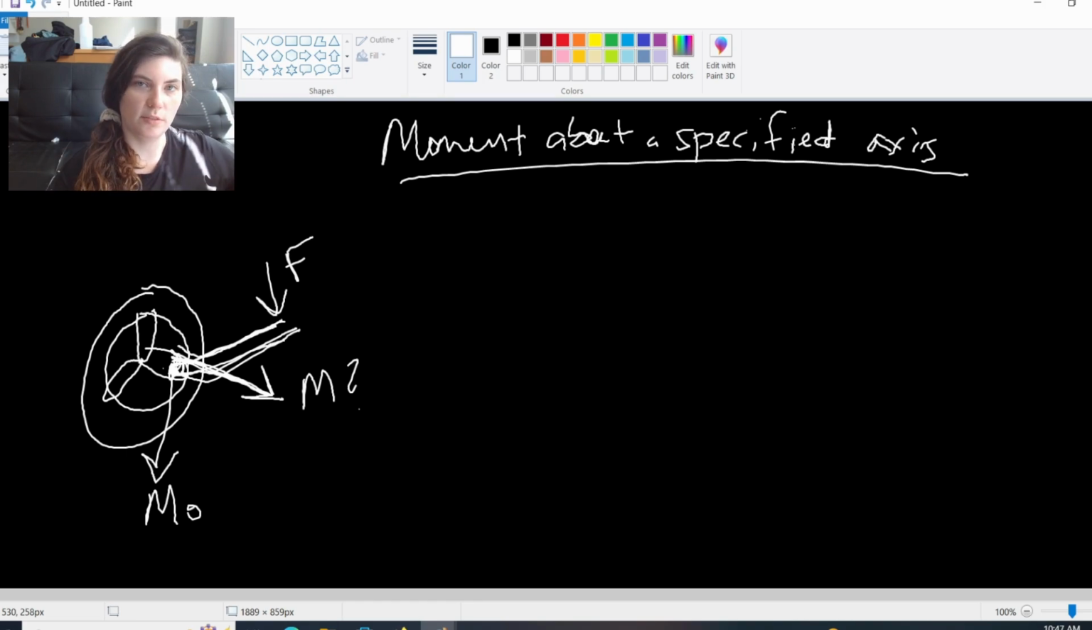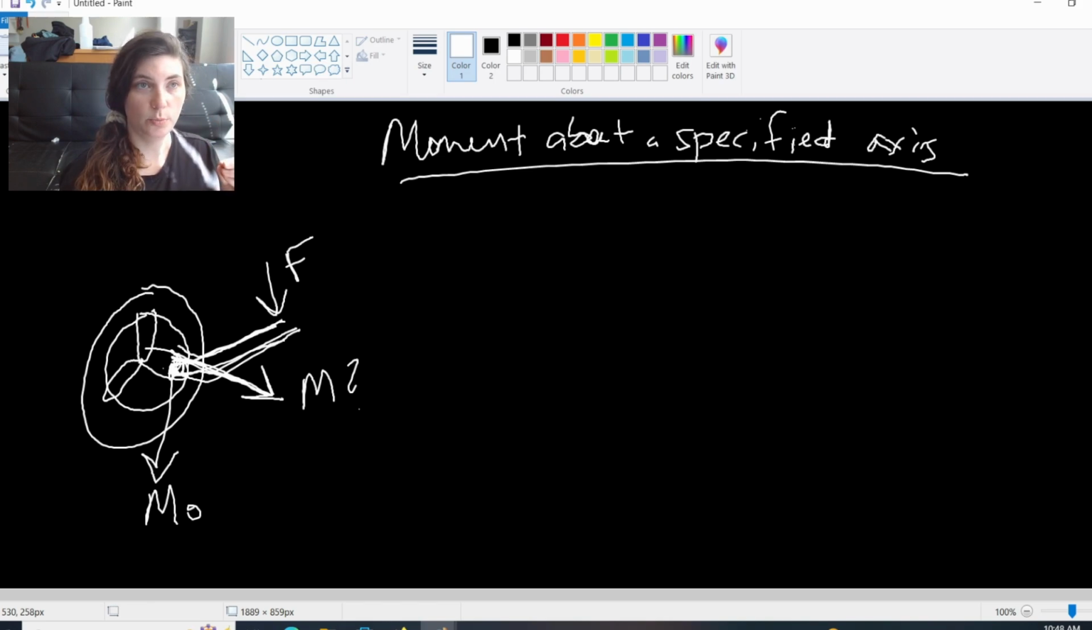So this is where we might want to find it about a specified axis. We can kind of think of it as a component of a moment, but we always describe it as a moment about a specified axis. So it gives you the axis that we're interested in, and we're going to find the moment about that axis. And there are 4 steps that we go through to do this.